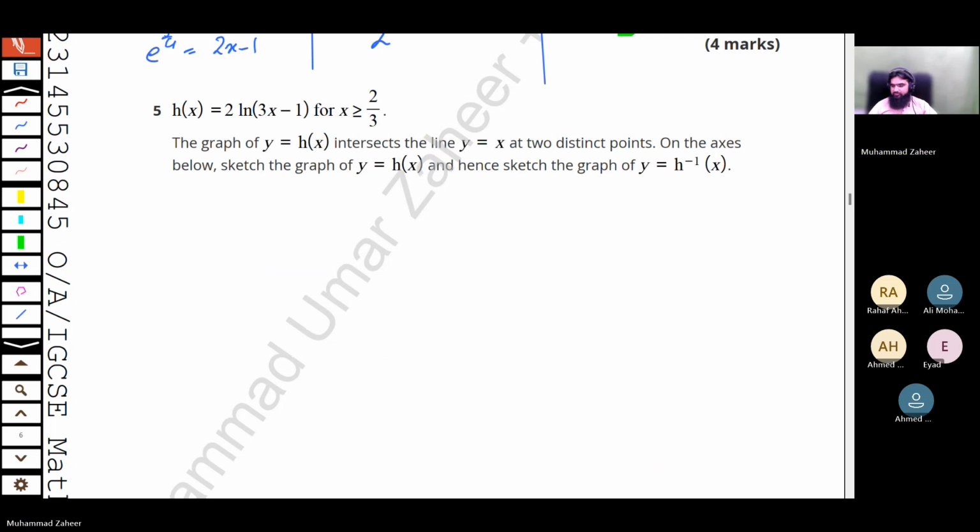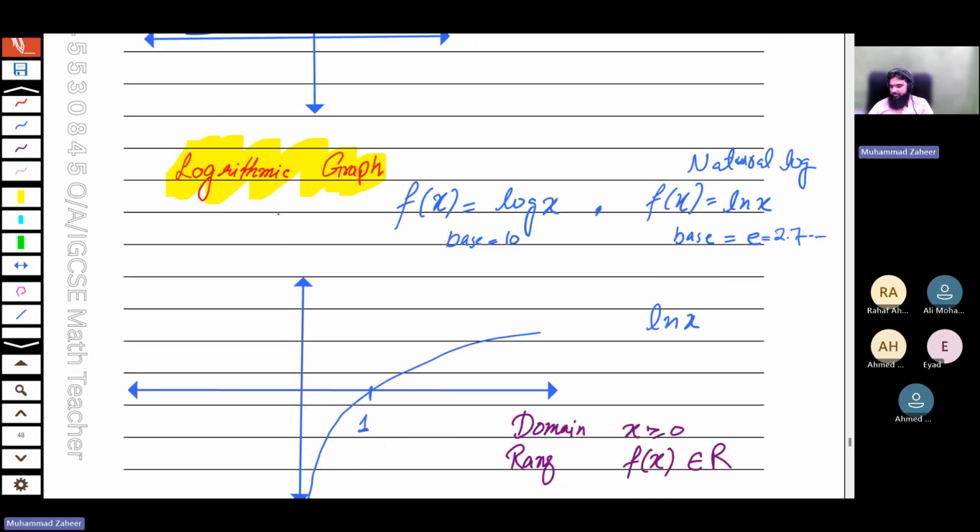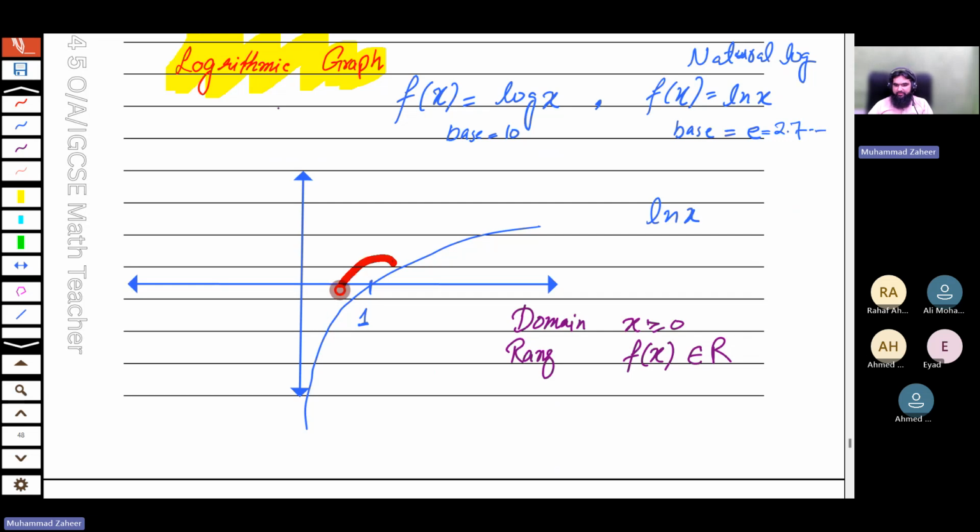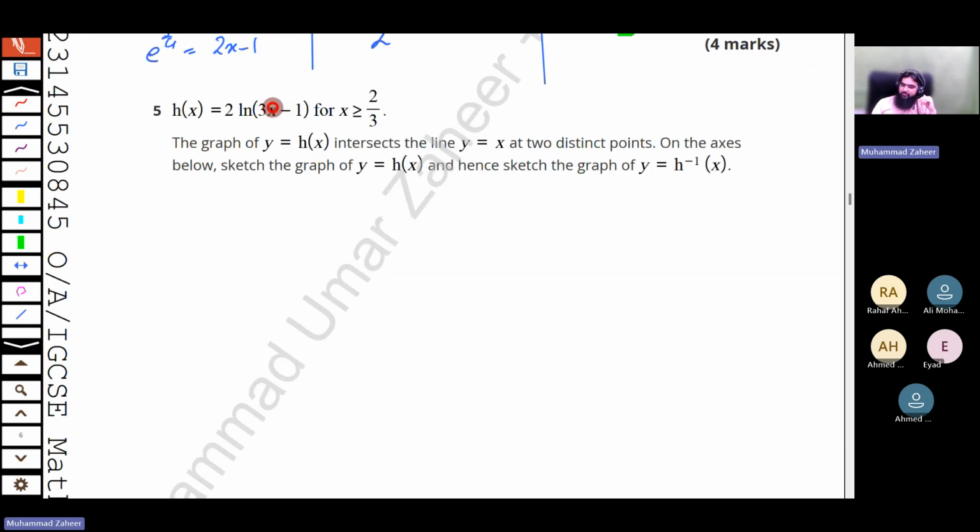Clear? Look at here. Here we have a logarithmic. I told you the graph of a logarithmic is going to look like this one. This is the shape of the graph. Now we have a small change here. The small change is we have 3x minus 1. So you have to take the values of x greater than or equal to 2 over 3. So the minimum value is 2 over 3.